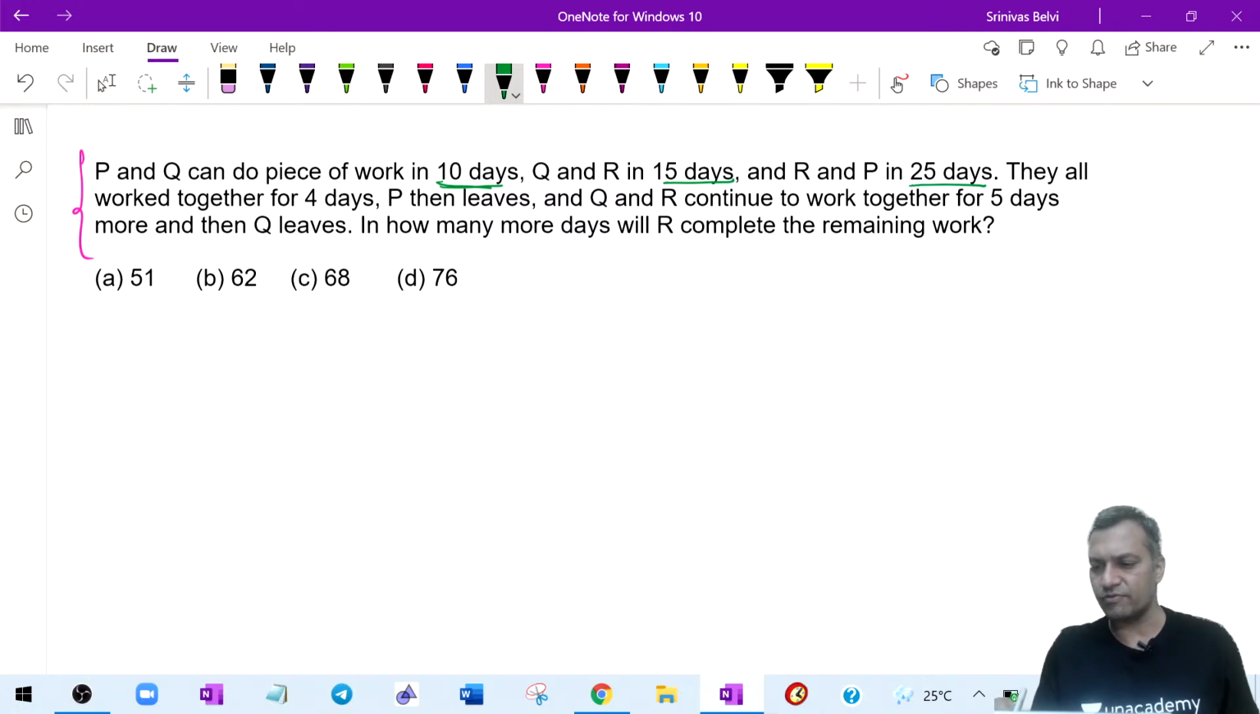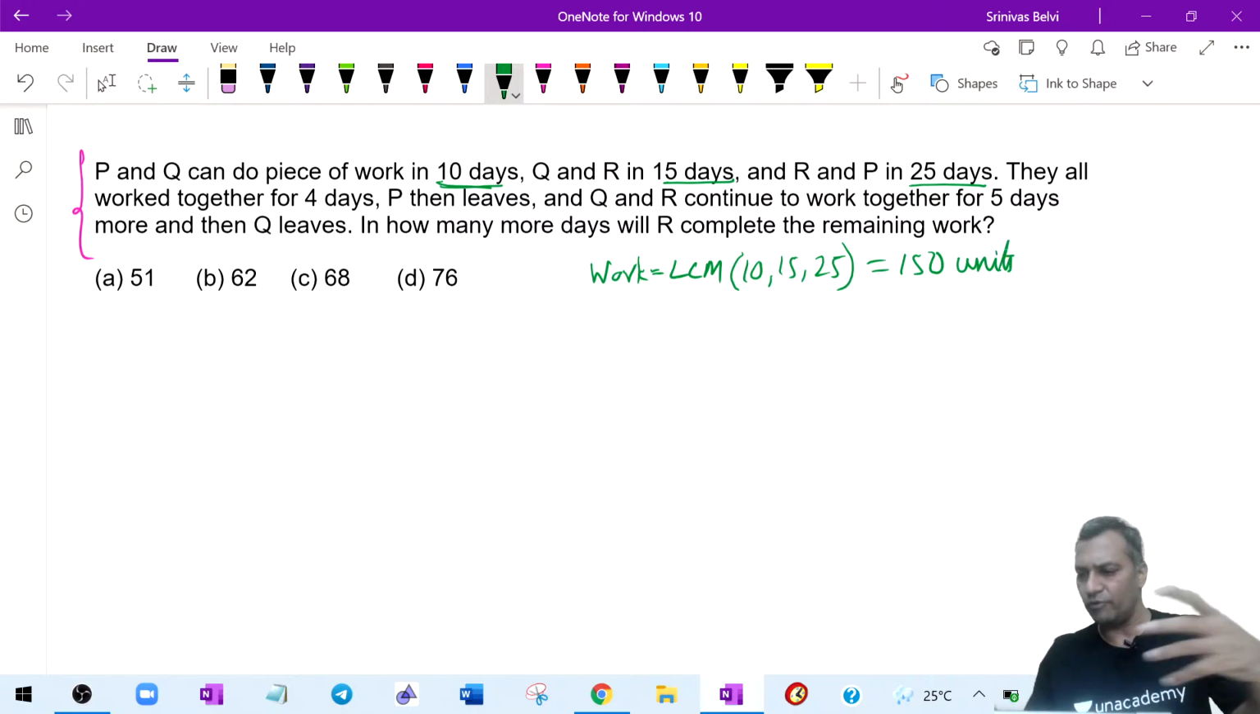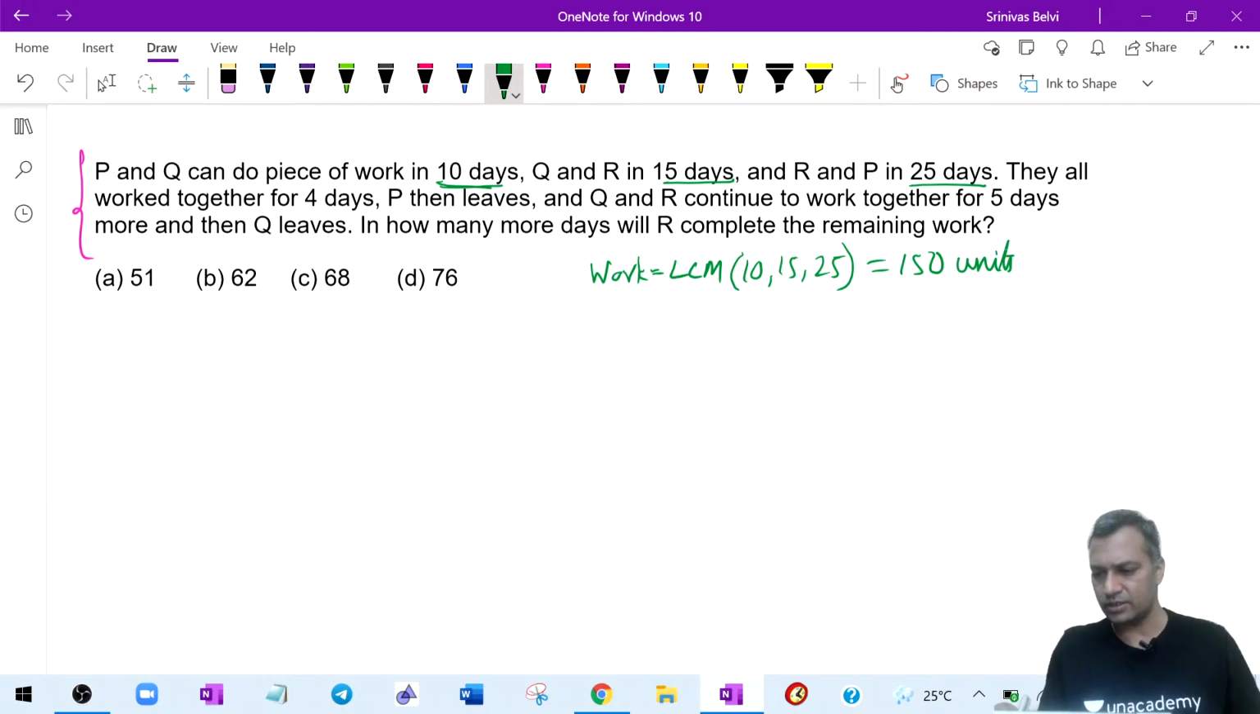So let us first find the work. Okay, what is the work? Let me write the work as the LCM of the given time durations, that is 10, 15, 25. Let me call it 150 units. What all do we need to fix? We need to fix the work, the efficiency of P, the efficiency of Q, and the efficiency of R.